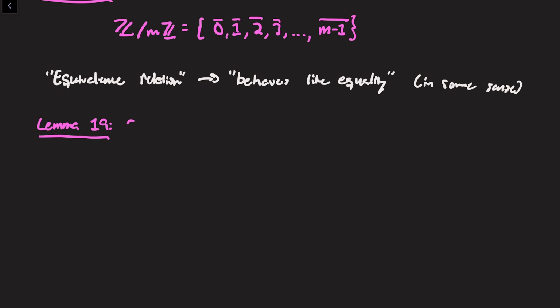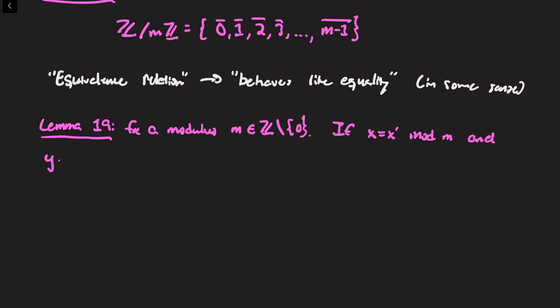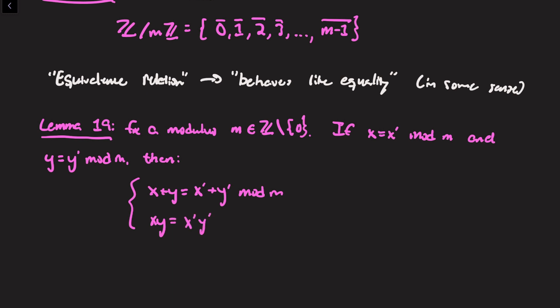So let's fix a modulus m in the non-zero integers. If x equals x prime mod m and y equals y prime mod m, then the following ones hold. So x plus y equals x prime plus y prime mod m, and x times y equals x prime times y prime mod m. Okay?